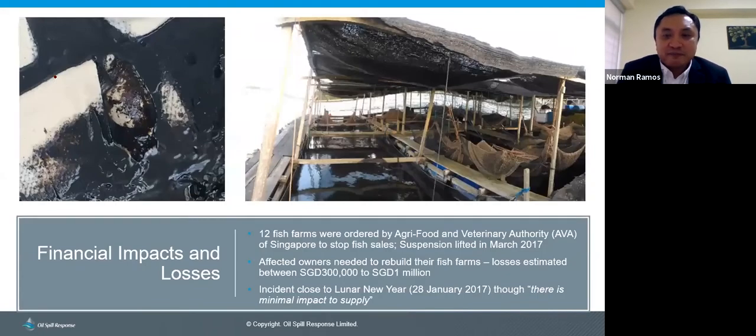So these are all the financial impacts and losses. These are the losses incurred by the fish farm owners, and these are the losses incurred by the vessels that spilled oil. Aside from that, there were other community losses. Because Pulau Ubin was affected by the oil spill, Pulau Ubin itself was closed from the public for the duration of the spill while they were doing the cleanup. So somehow it affected the community who were frequent visitors to that island.